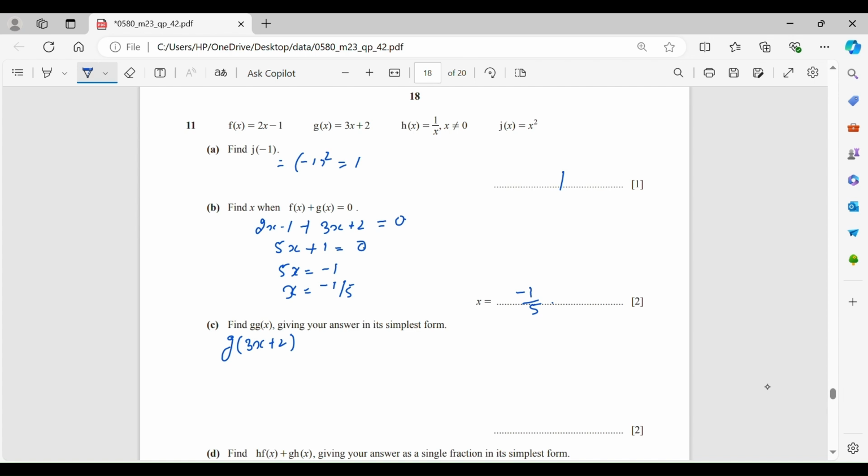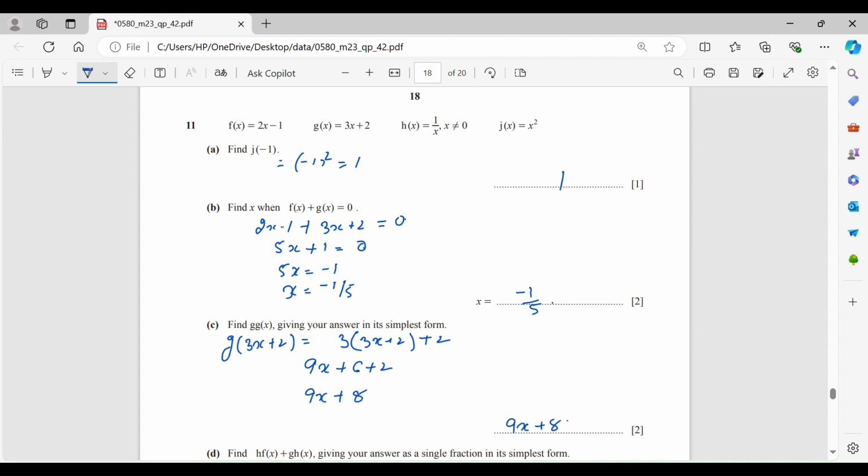This will be equal to 3x plus 2 plus 2, right? So this we can do. This is 9x plus 6 plus 2. This is 9x plus 8. Now this is our answer, 9x plus 8.